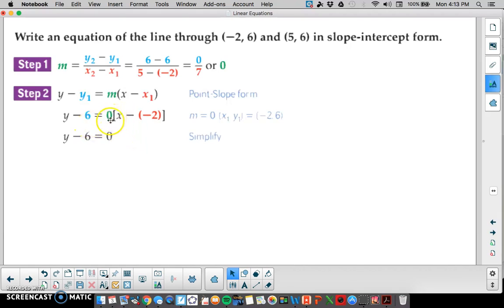So now 0 times anything is just 0. So the only thing we have left on that right-hand side is just 0. Then add 6 to both sides and we get y equals 6. Notice that we no longer have that x term, which again we could have as y equals 0x plus 6, again illustrating that y equals 6 has a slope of 0.